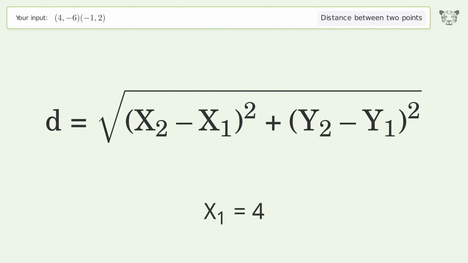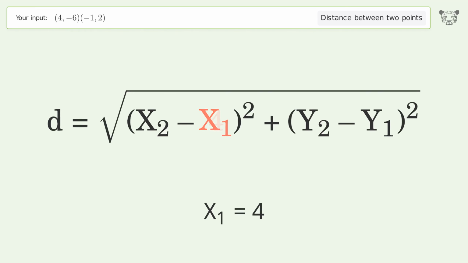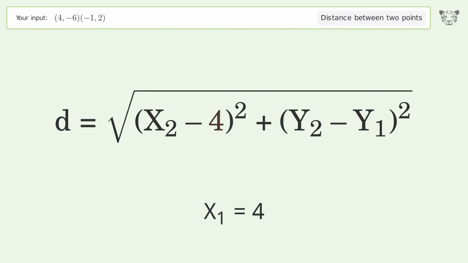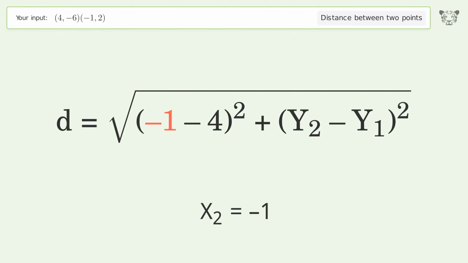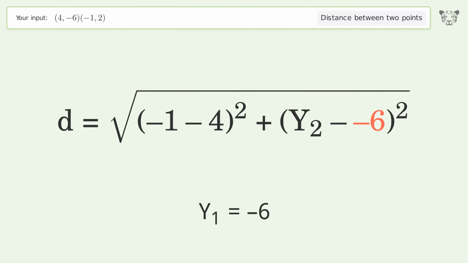x1 equals 4. x2 equals -1. y1 equals -6. y2 equals 2.